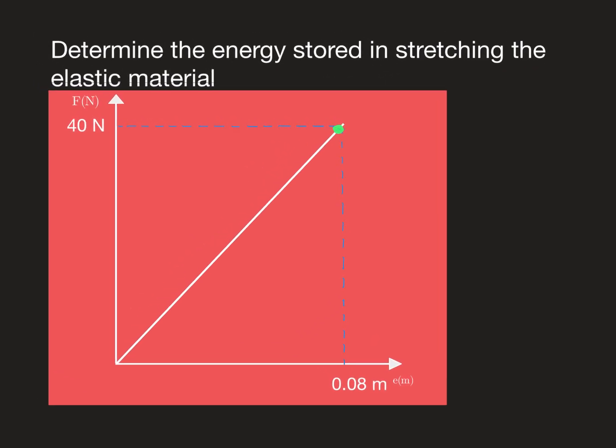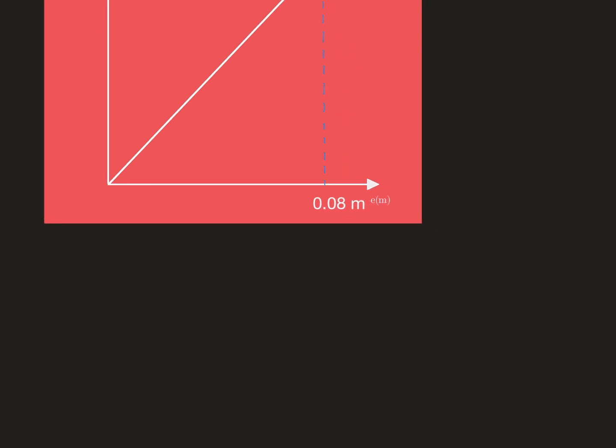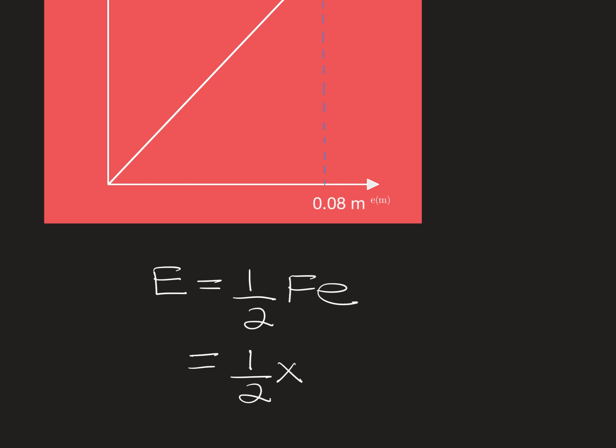Okay, so we have a problem here and it asks us to determine the energy stored in stretching the elastic material. So what is the energy that is stored when stretching the elastic material with a force of 40 newtons and an extension of 0.08 meters? To do that, we can use one of the formulas, which is energy is equal to half Fe. So that will be half, the force is 40 newtons multiplied by the extension is 0.08.